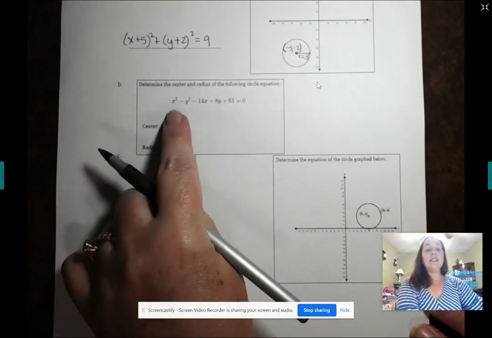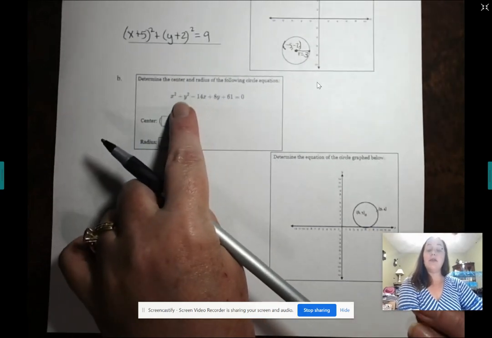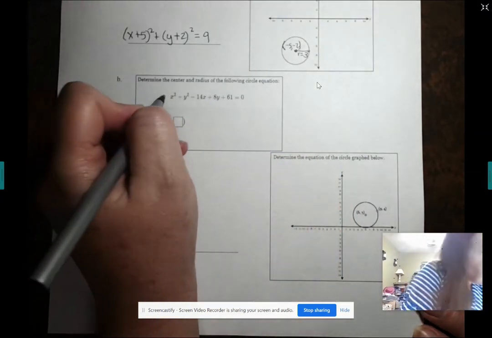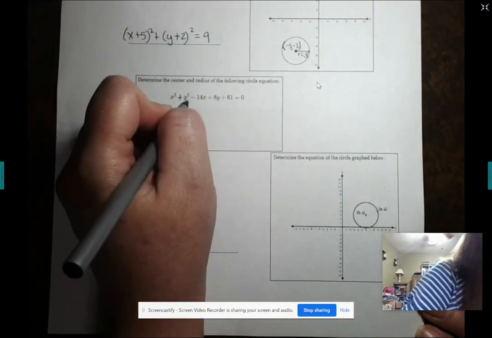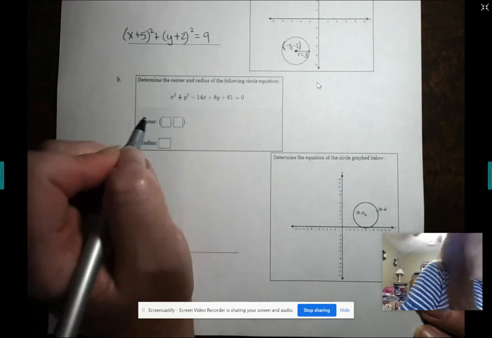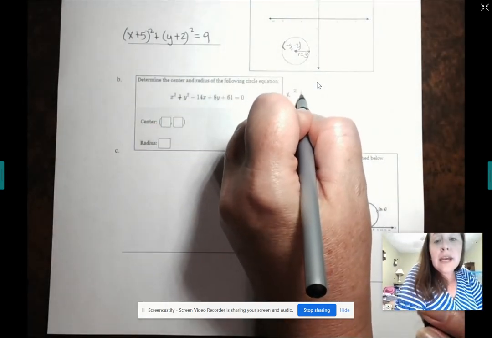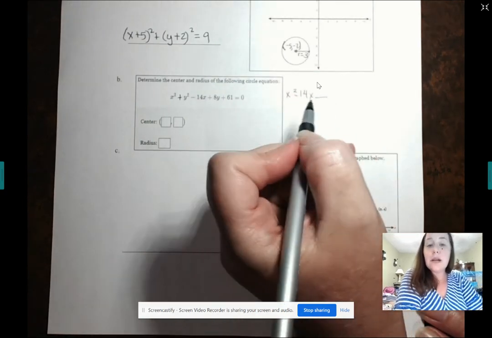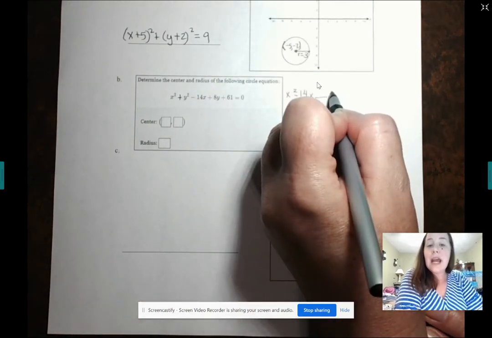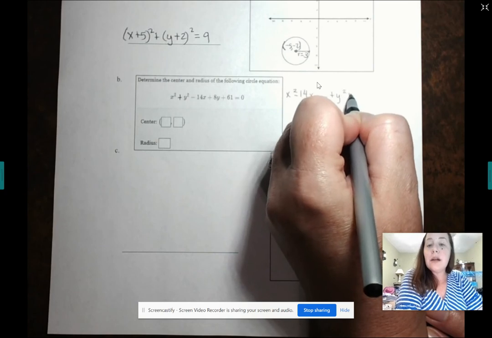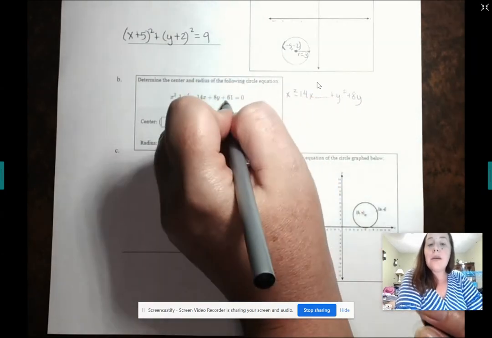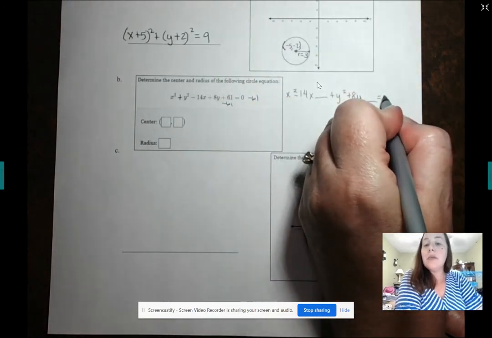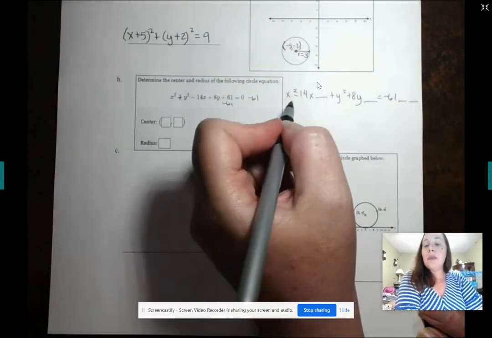Now let's review what if it's not in standard form. This is called general form. We had to practice in Algebra 2 this year how to complete the square. So this is a plus, this is a minus, this is a plus, this is a plus. So I'm going to rearrange so that I leave some space to complete the square. This is a minus 14x, and I have a positive y squared and a positive 8y, and I moved that 61 to the other side because I'm going to need to complete the square.